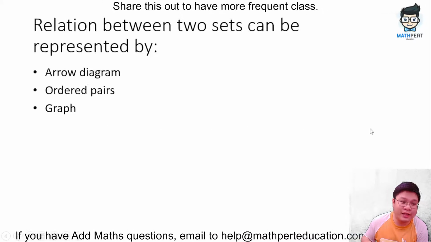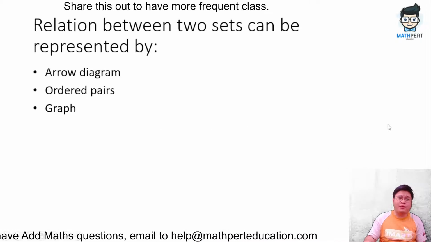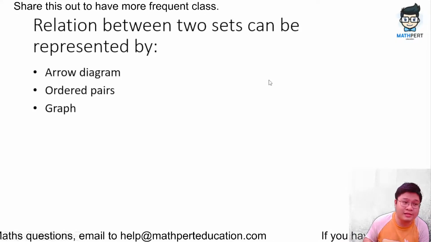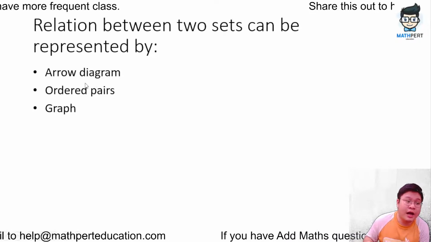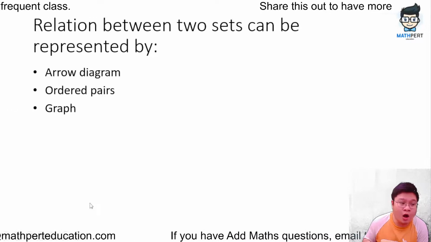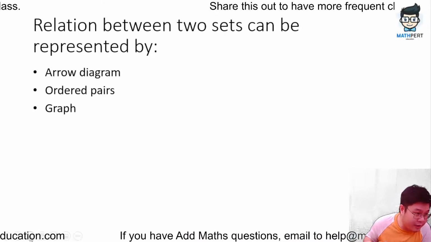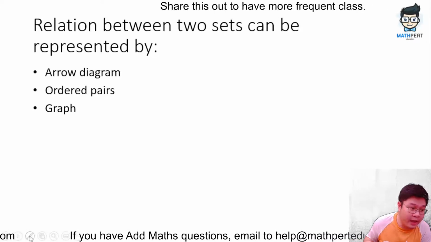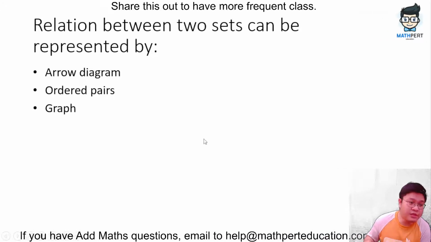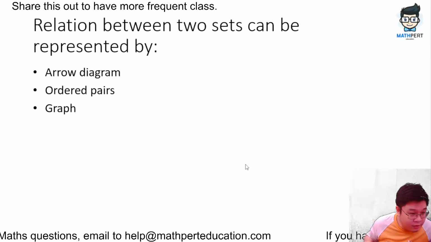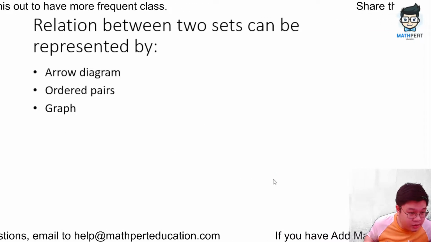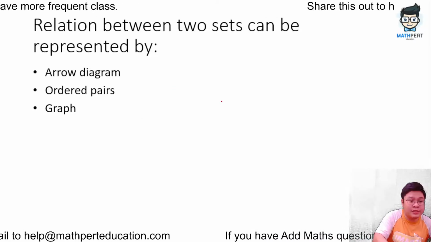Alright, so let's take a look at this. What is the relationship between two sets? It can be represented by three things: arrow diagram, order pair, or graph. So what is an arrow diagram, what is an order pair, and what is a graph? Let me find the pointer. Okay, so an arrow diagram is something like this.